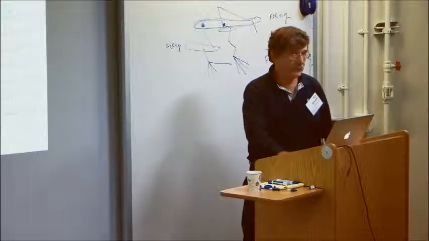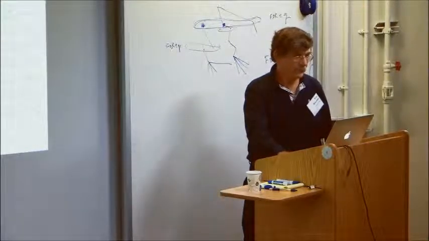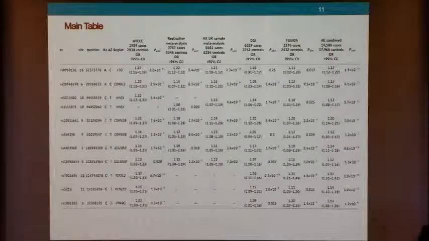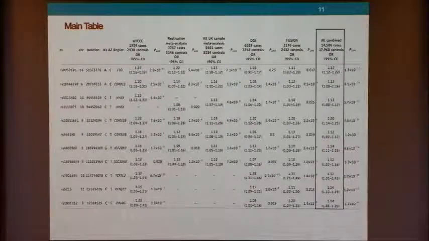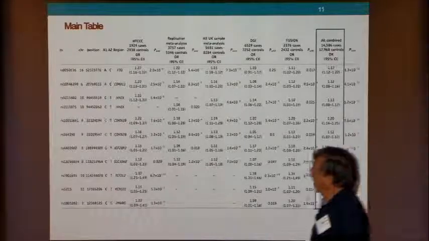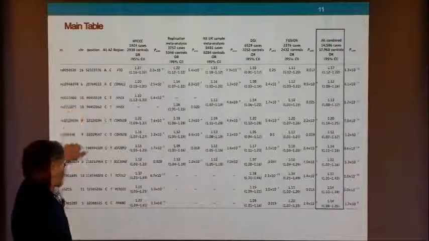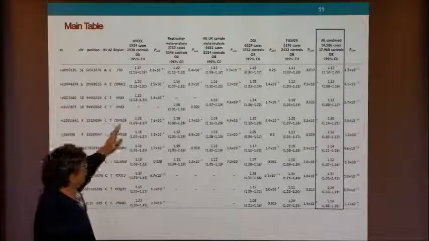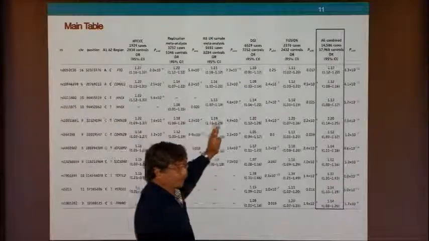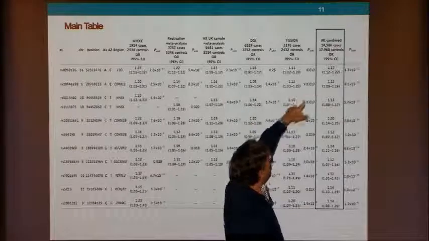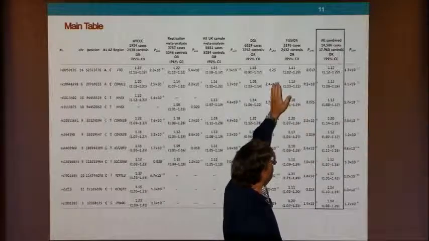This is the table in the paper. You can't read it, of course. I don't expect you to read it. But what you have here is a list of 10 SNPs, just 10 SNPs. And you have here different studies in which it was tested and so on. Then looking at all combined, 14,000 cases, 70,000 controls.